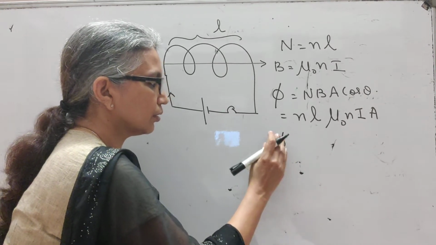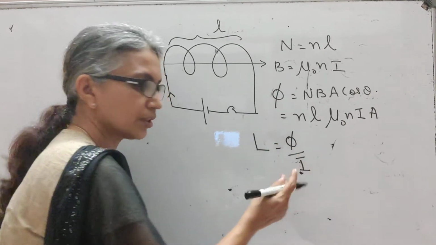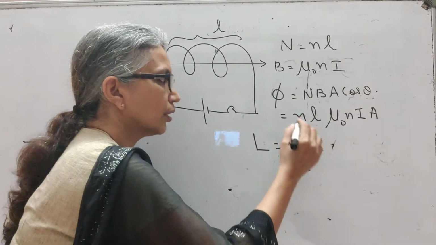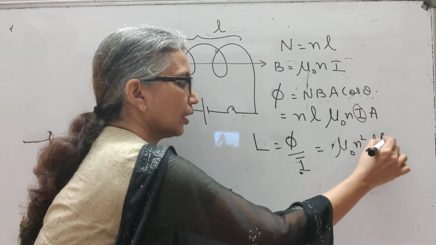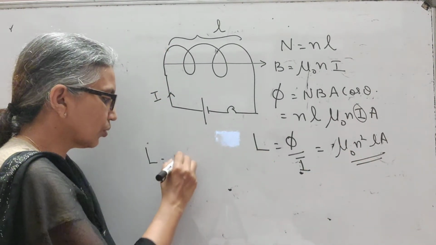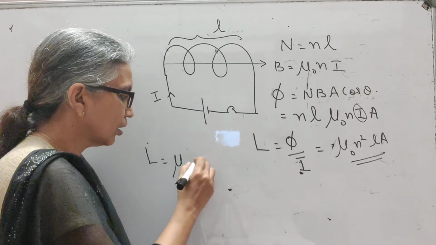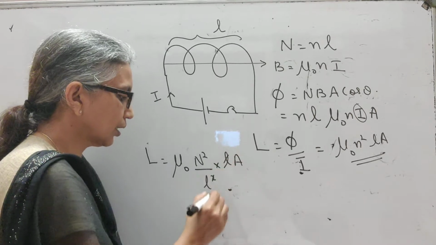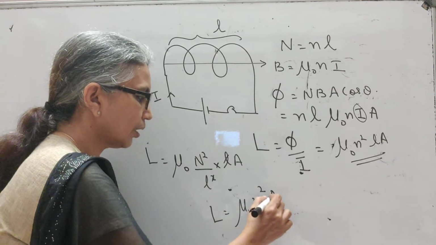So we have flux, and we need to find out self-inductance L, which you know is phi by I, because in the previous topic I just told you phi equal to L I. So divide phi with I and this will get cancelled, and you have mu 0 n square L A. This can also be written as L is equal to mu 0, instead of n, I may write it as capital N by L, so that is N square by L square into L A. This and this can get cancelled, and you have the expression mu 0 N square A by L.